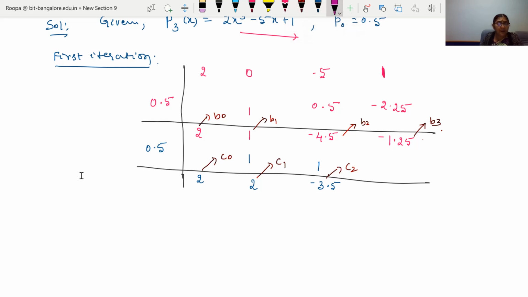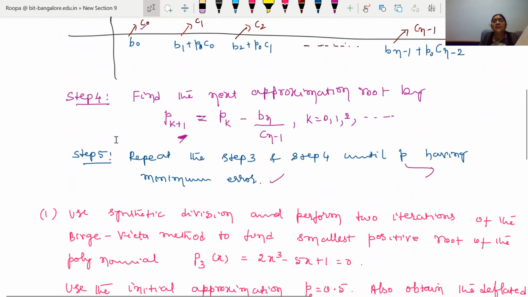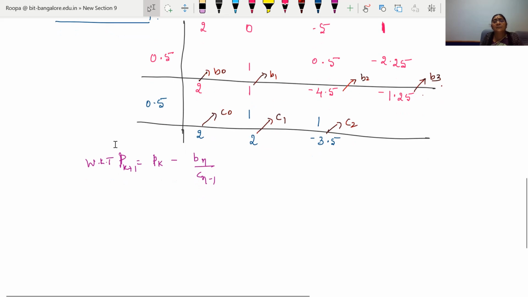The formula is p_{k+1} = p_k minus b_n divided by c_{n-1}, for k equal to 0, 1, 2, etcetera. Same formula we are going to write.